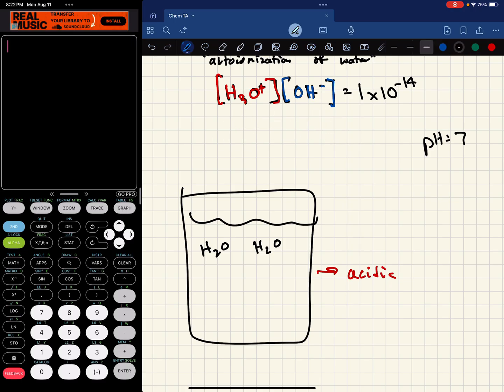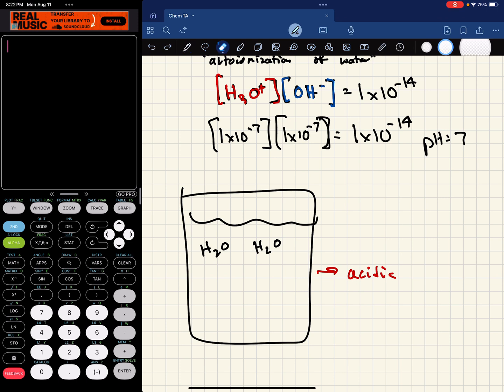The concentrations of this, if this is 1 times 10 to the negative 14, then these values at base value are going to be 1 times 10 to the negative 7, right? And 1 times 10 to the negative 7, because that's what it equals. If we know what this answer is always, then that's what these two are going to equal, okay?